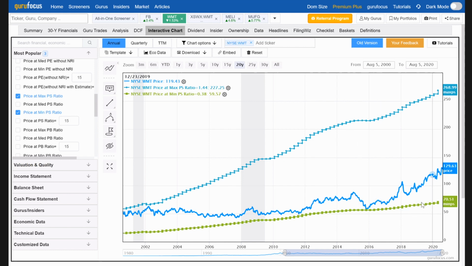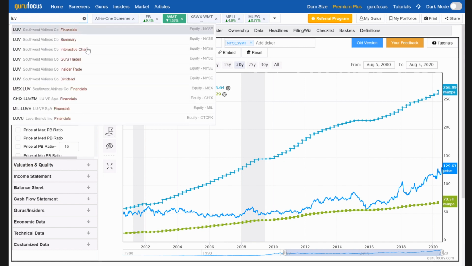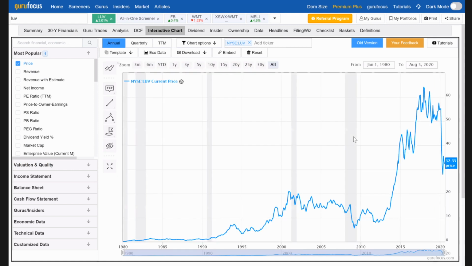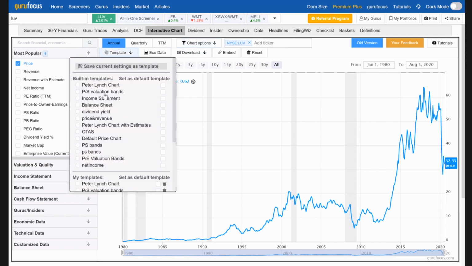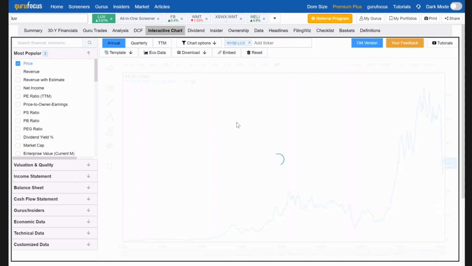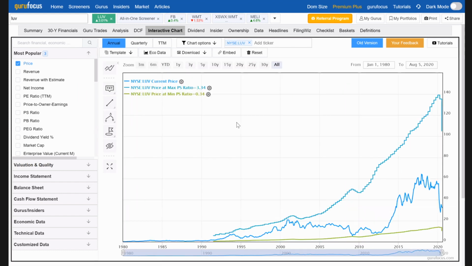And if I change here to a company that's cyclical, for instance, Southwest Airlines, we all know that airlines are very cyclical. The price is not stable. So what's the best way? We created some templates. The one I just showed is called the price to sales valuation band. If I bring that up, it will load all three lines by itself.